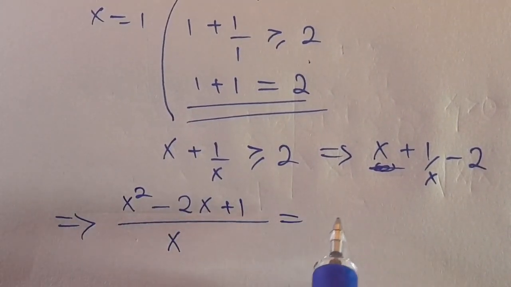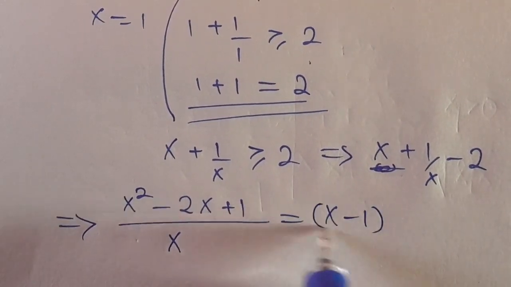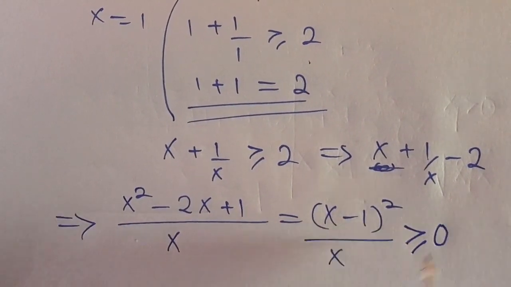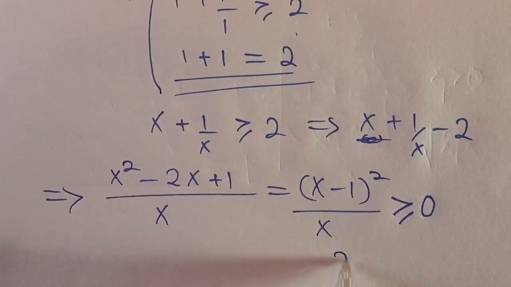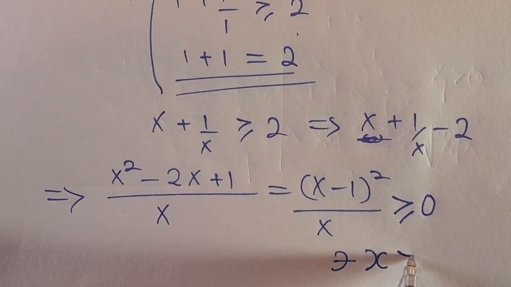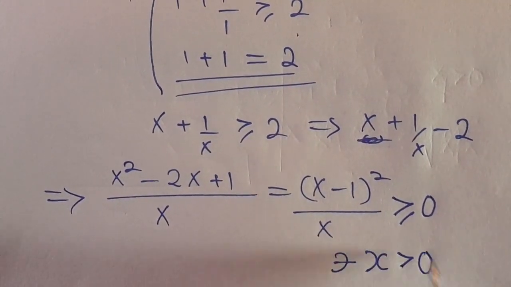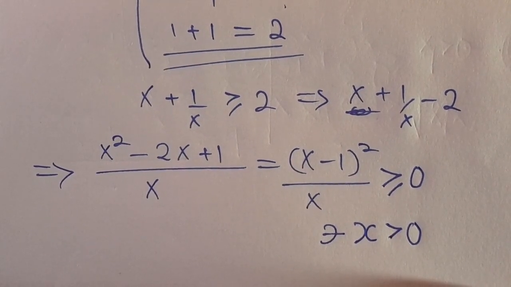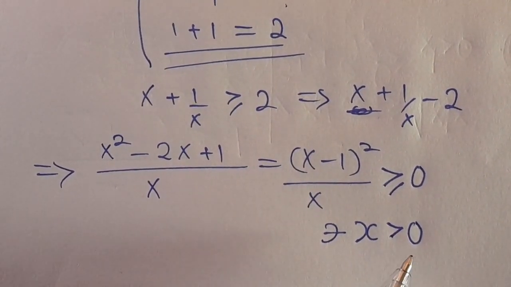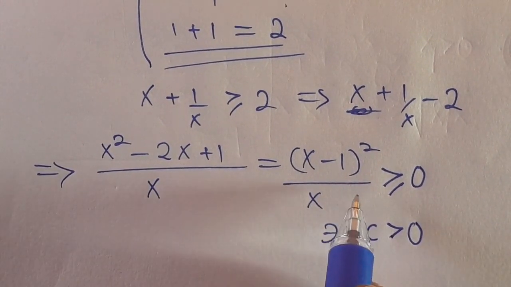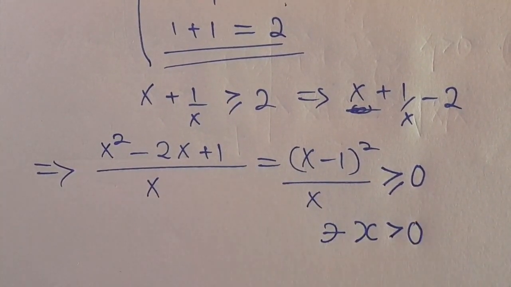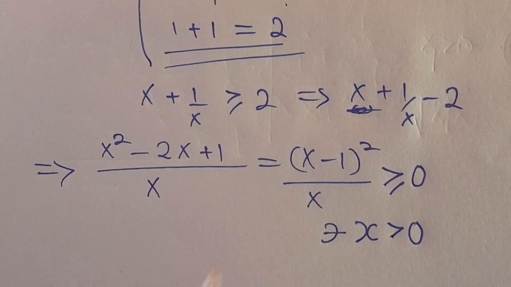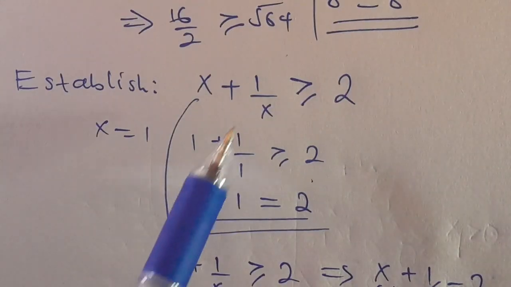And this equals x minus 1 all squared divided by x, which is greater than or equal to 0, such that x is strictly positive, such that x is greater than 0. And from here, this expression shows a non-negative quantity, which proves that the inequality that we have here is true.